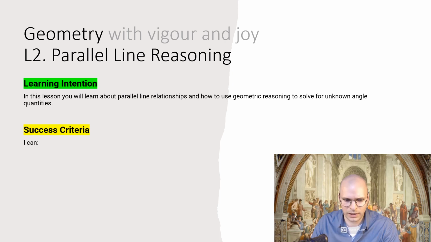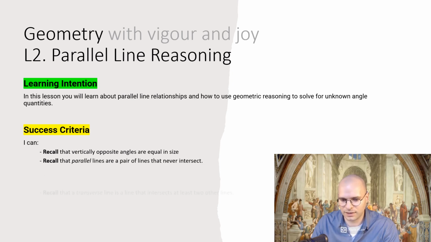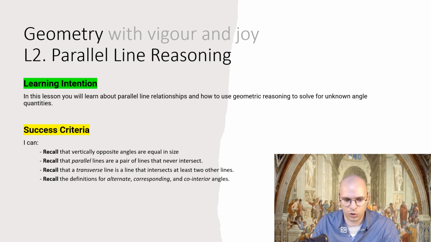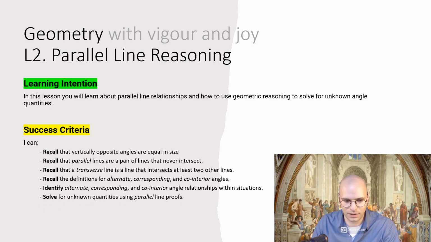quantities. By the end of this lesson, you'll be able to recall that vertically opposite angles are equal in size. Recall that parallel lines are a pair of lines that never intersect. Recall that a transverse line is a line that intersects at least two other lines. Recall the definitions for alternate, corresponding, and co-interior angles. Identify alternate, corresponding, and co-interior angle relationships within situations. And finally, solve for unknown quantities using parallel line proofs.